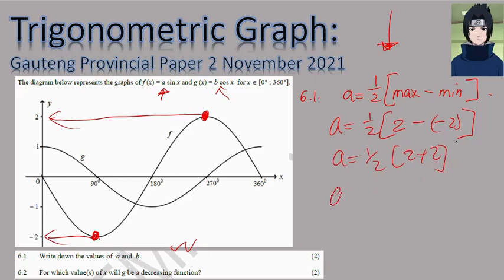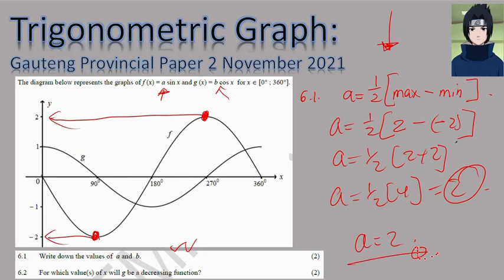And A is equal to half of 4, which is 2, right? Our A is 2, in case you didn't hear me say that. Our A is 2, right? And then how else could you have found this?